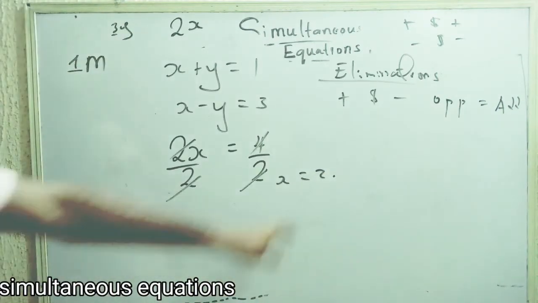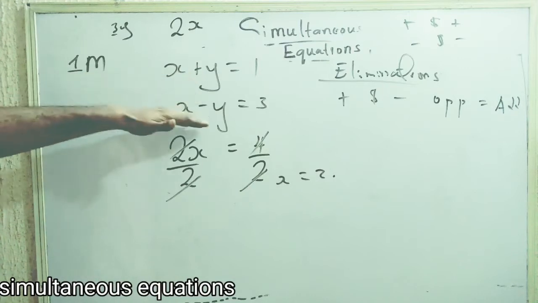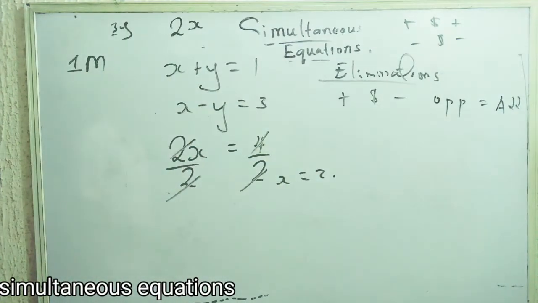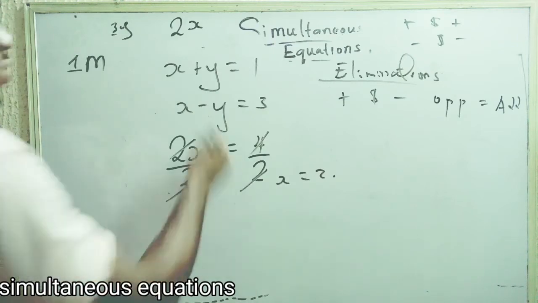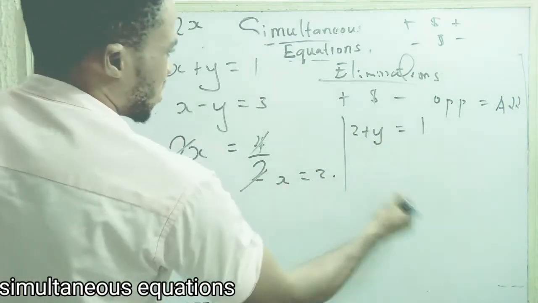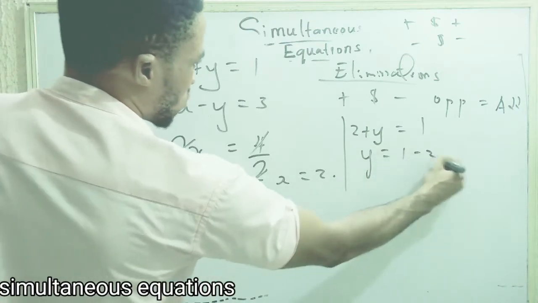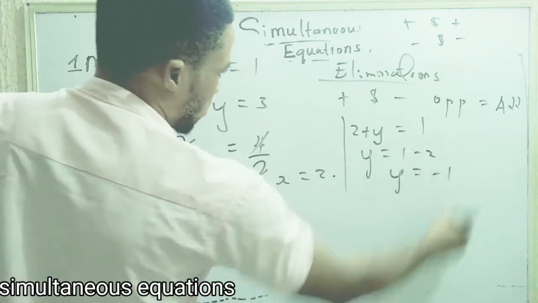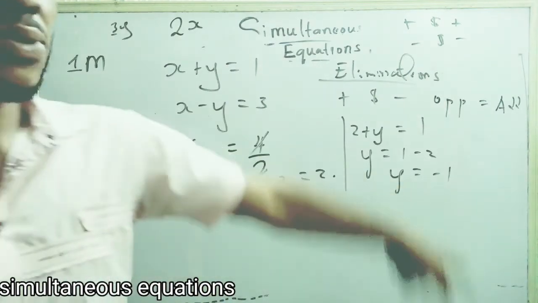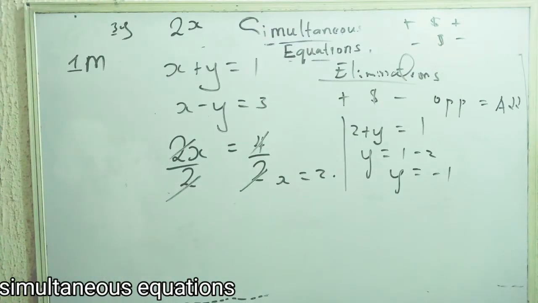Now, back substitute x equals 2, either in equation 1 or 2. I prefer using the one that has a positive, rather than the one that has a negative. Sometimes it can cause a little bit of confusion. So on that note, I'm going to have 2 plus y is equal to 1. y is equal to 1 minus 2. y is equal to minus 1. So we have found x to be 2, while y is equal to minus 1.